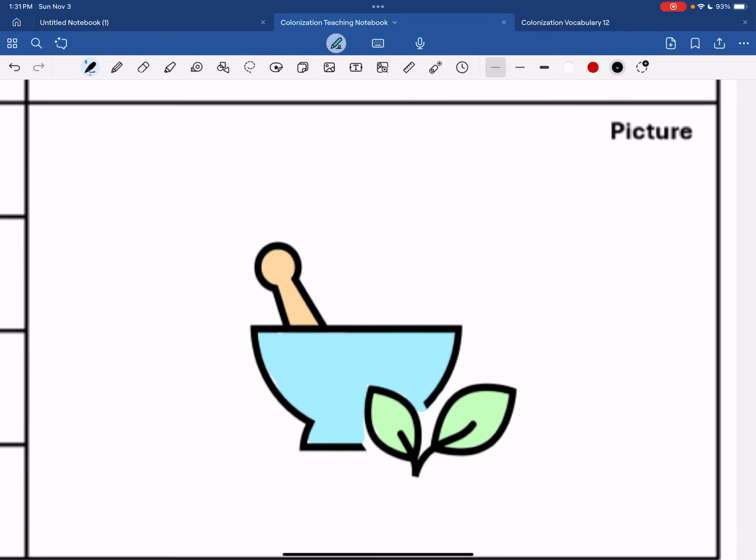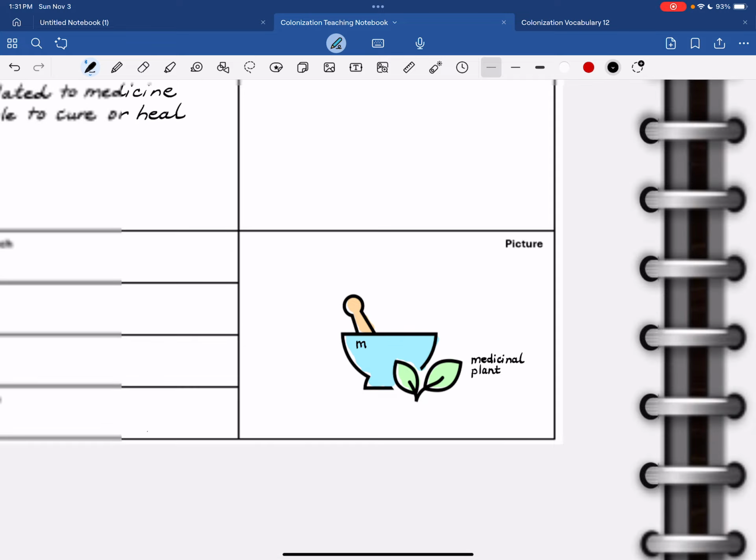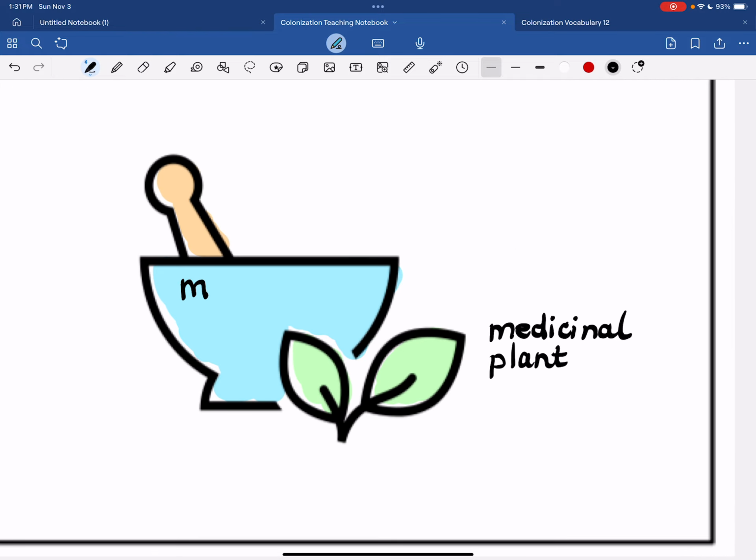I want to tell you a little story that goes along with this picture. First of all, let's name these items in this picture. This is a plant, of course. And let's go ahead and use our vocabulary word here. This is a medicinal plant. Medicinal plant. The bowl itself is called a mortar.